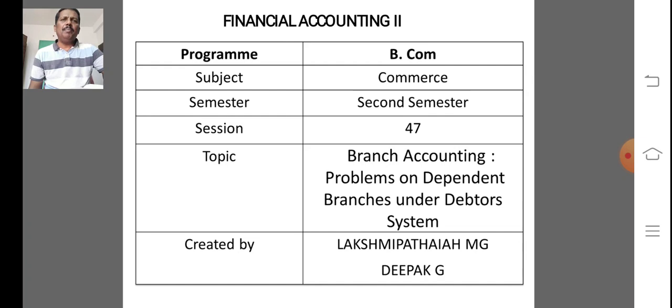If the credit side is more than the debit side, the difference is called a profit. That profit is transferred to general profit and loss account. If the debit side is more than the credit side, the difference is treated as loss, and that loss is to be transferred to general profit and loss account.